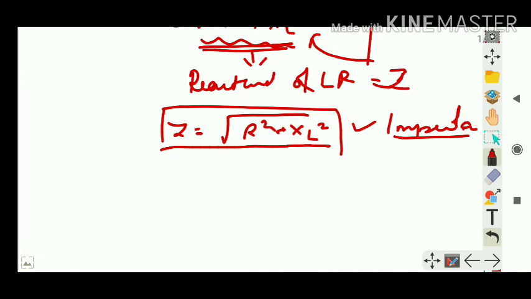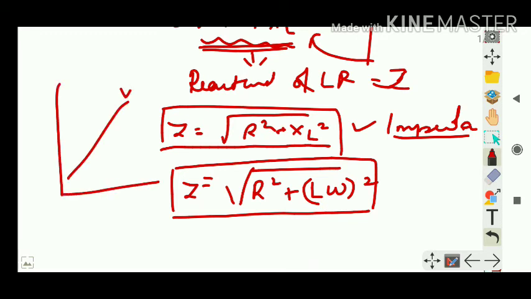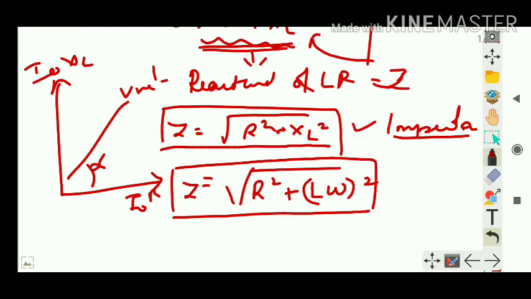So this XL also I can write from the previous class. I have told you XL is equal to L omega, so I can even write it in this form. Z is equal to root of R square plus L omega square. Clear? So we had a figure, remember, like this. This was V net, and this was the direction of I naught R, and this was the direction of I naught XL. So this angle was alpha. So from here I can change a little bit.